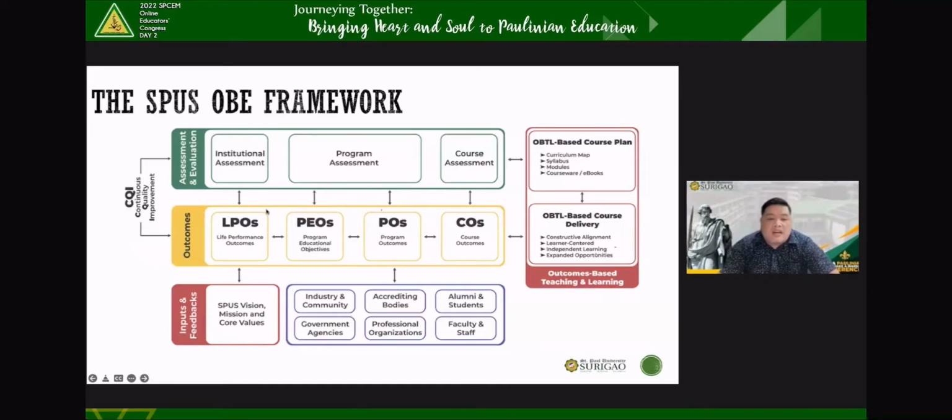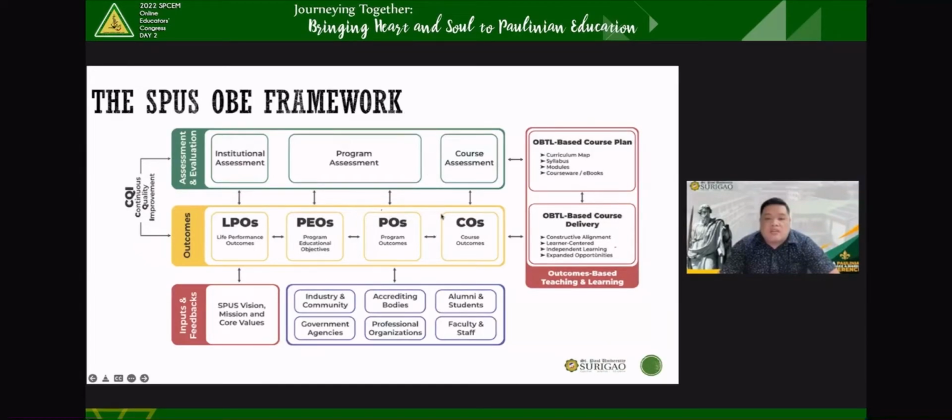The PEOs are deferred outcomes, which can be measured three to five years or a few years after our students graduate. The POs are measured upon graduation. Then we also set the course outcomes of each subject or course, which we call CO, or course outcome. These outcomes, from LPOs, PEOs, POs, and COs, are then prepared with a curriculum map so that we can benchmark and align that curriculum map with the syllabi, the modules, and the course guides.